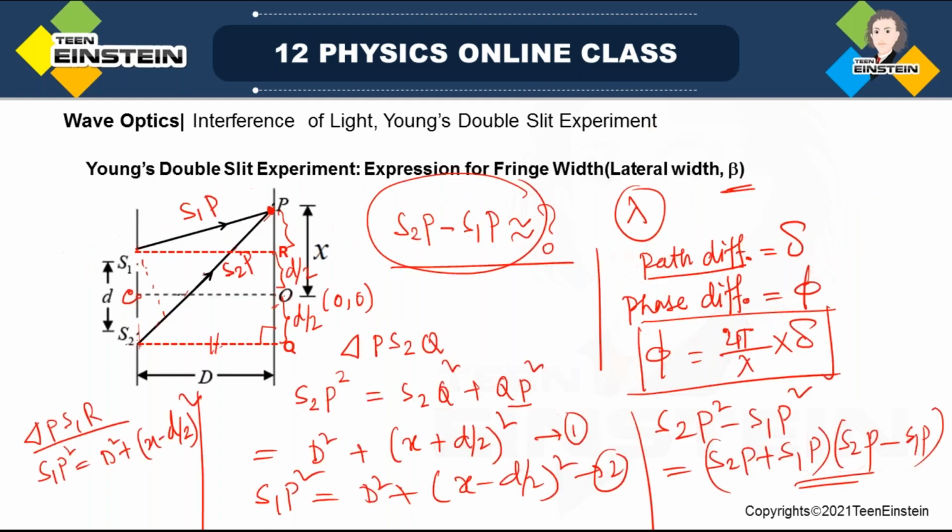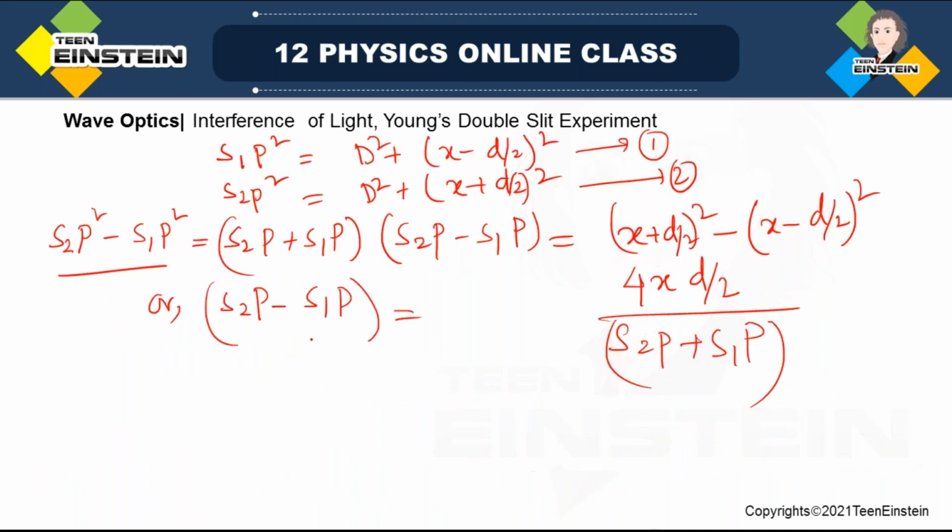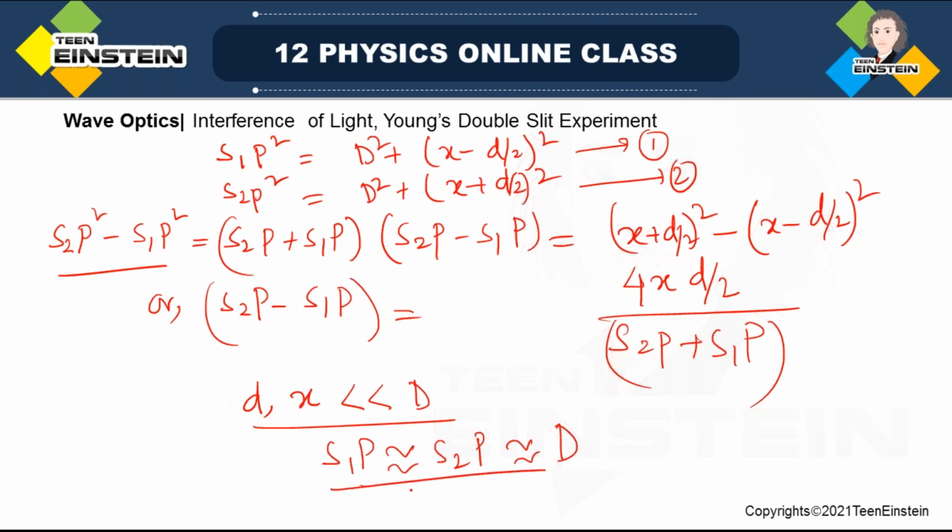Now there is a small approximation. Look here in this figure. If this small d, that is the separation between the slits, is very much less than the screen to slit distance, that means your d and also X, the position of the fringe, dark or bright fringe, are much less than capital D, then S1P is nearly equal to S2P, which is nearly equal to D. Okay, so this is what we can do. We can use S1P, S2P as D.